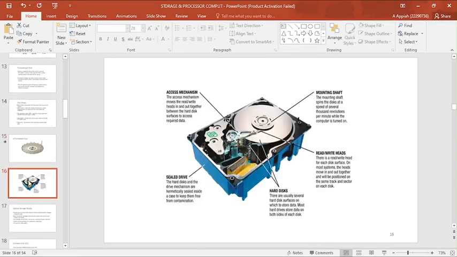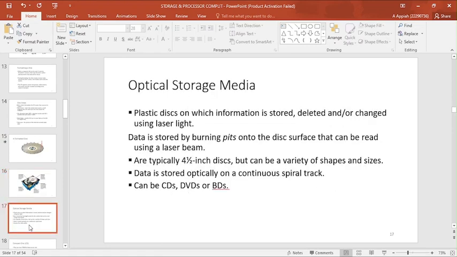We also have a hard disk here. Then we also look at the optical storage.